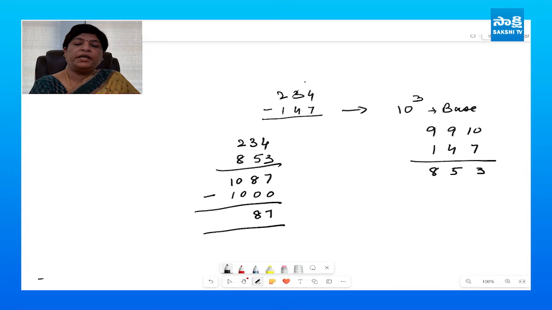We'll just try to strike this off. Borrow a number, 7. And then again I strike off this, borrow a number, 12 minus 4 is 8. 87 is the answer to this problem.